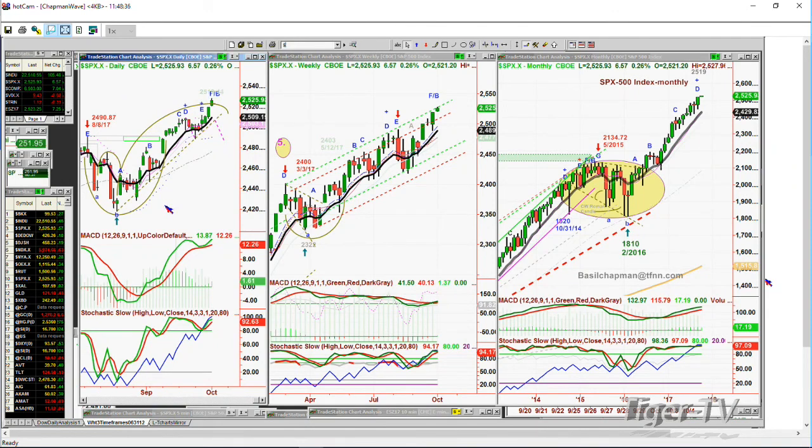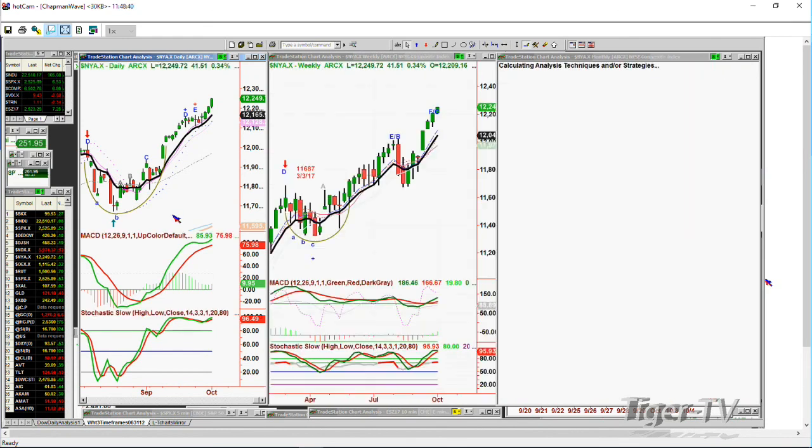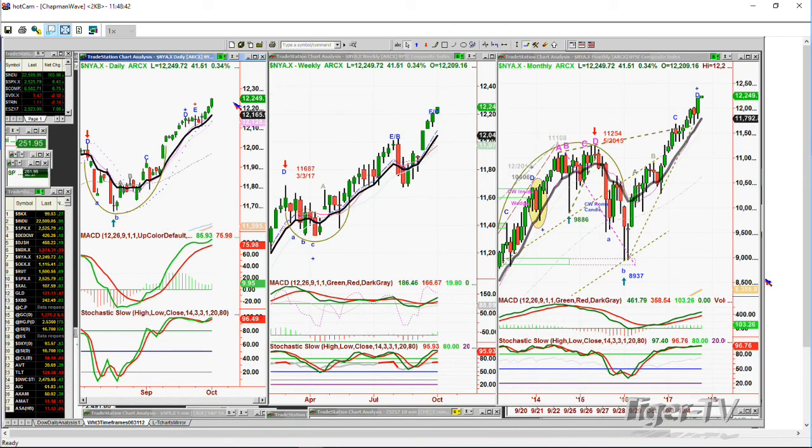Look at the NYA. This is the NYA. This is the New York Stock Exchange. Same thing. Yeah, I could call this F, but boy, you're going to have a massive pullback by Wednesday afternoon.